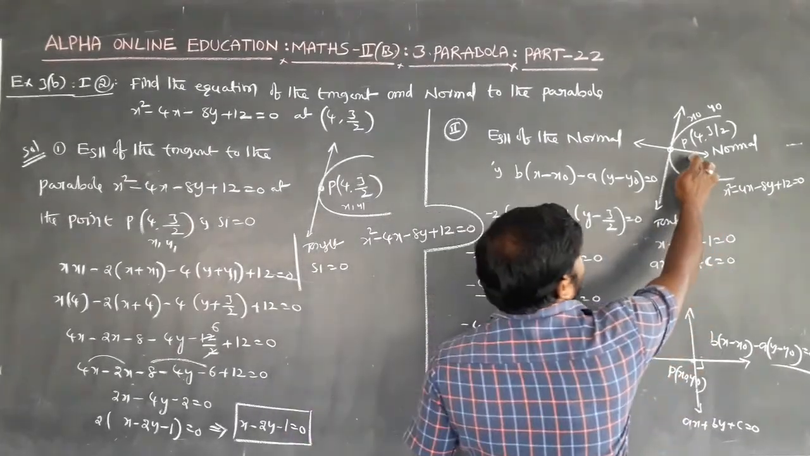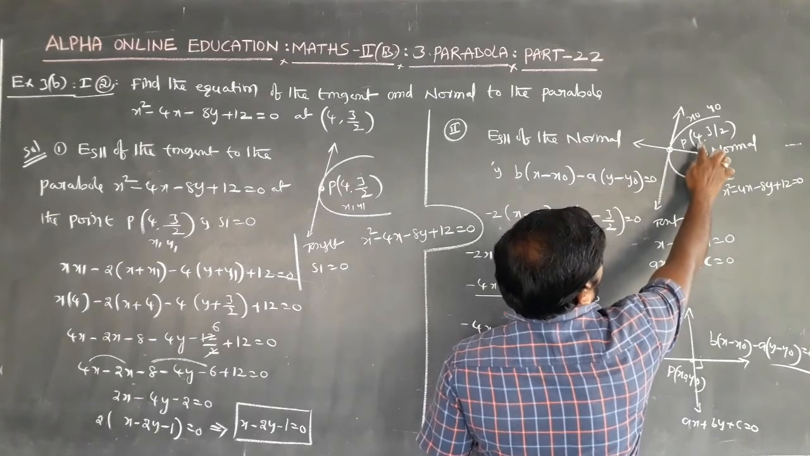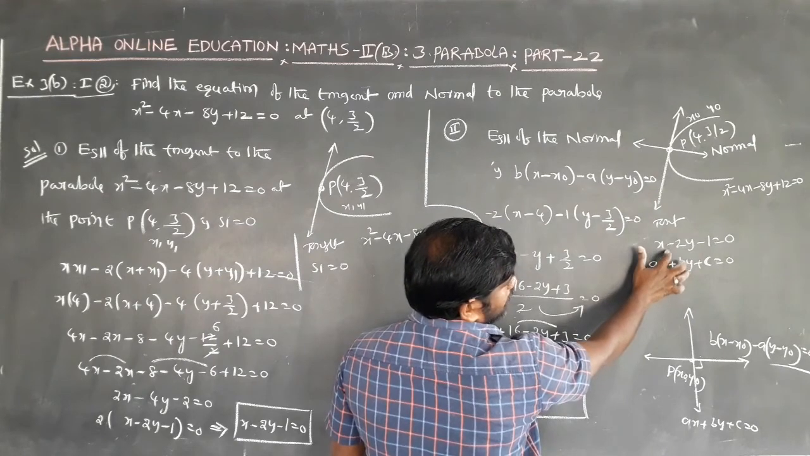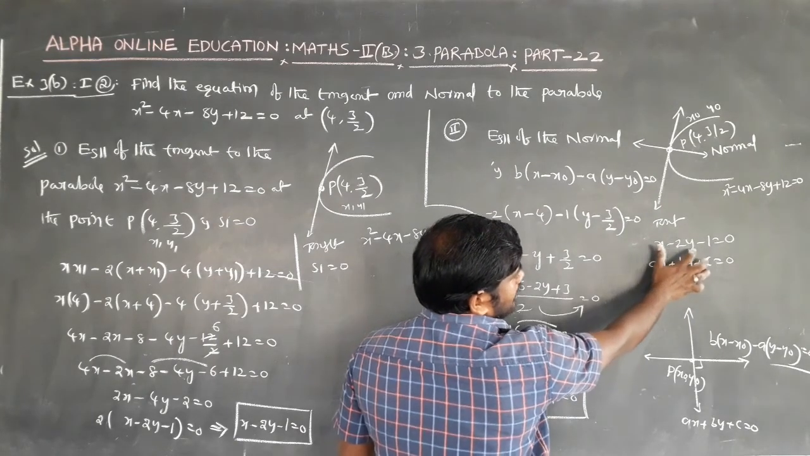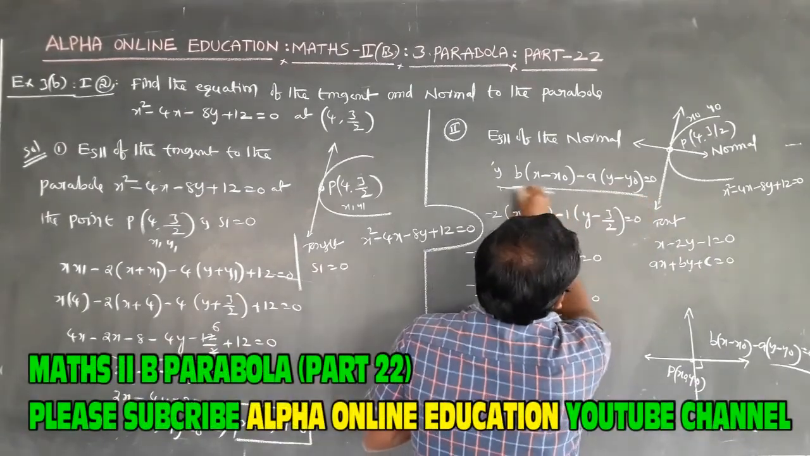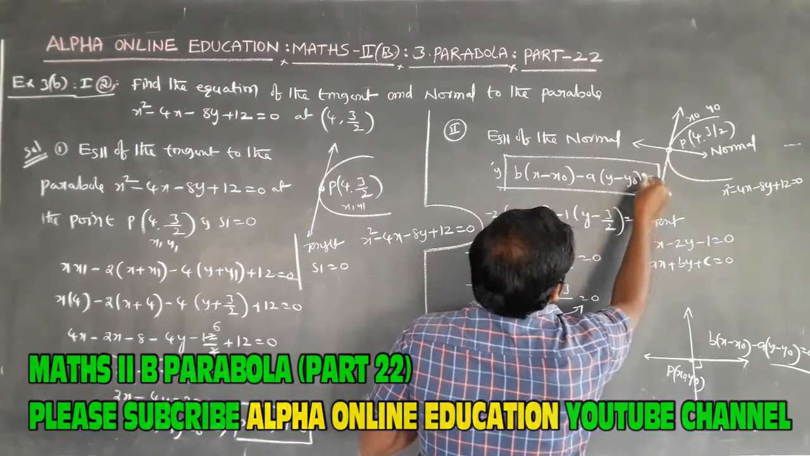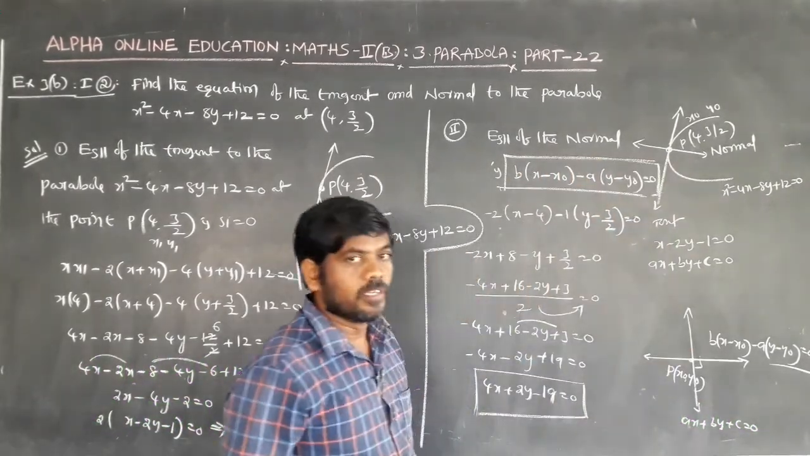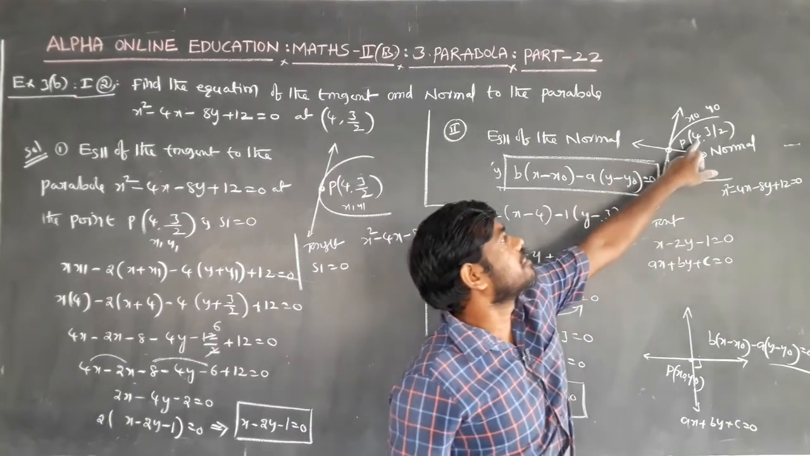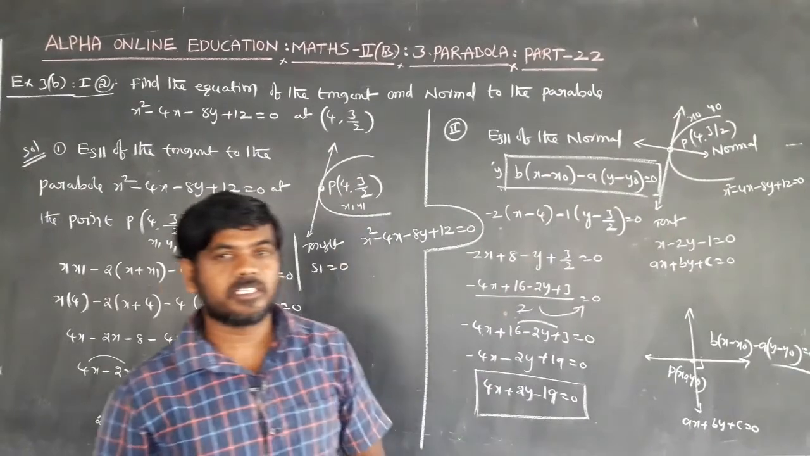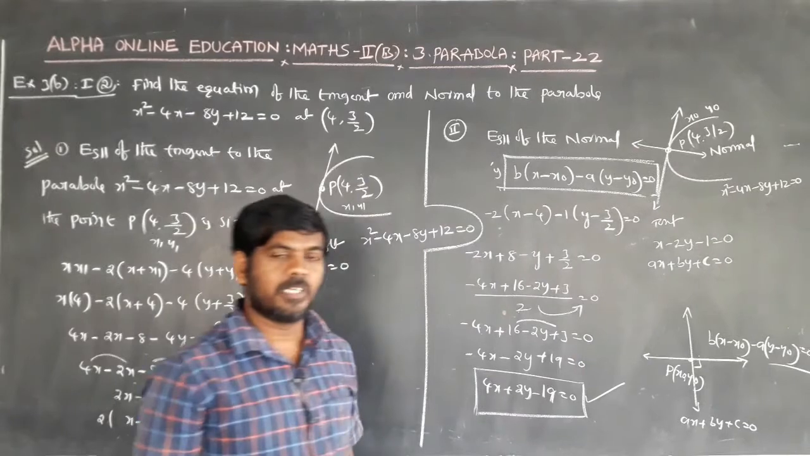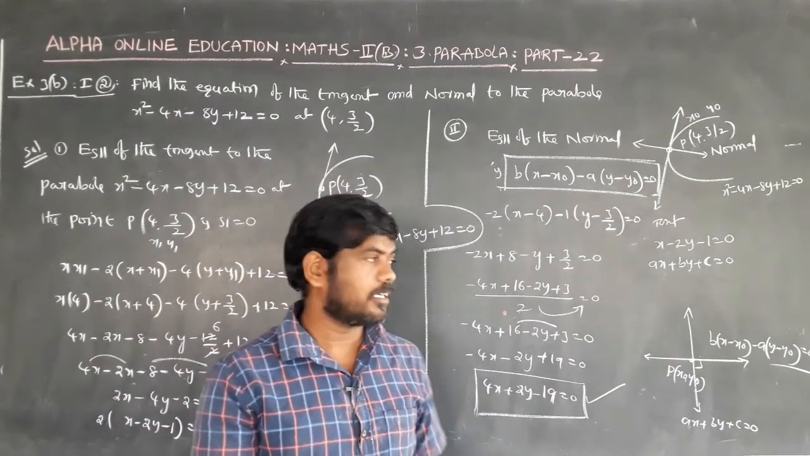So here equation of the normal is passing through the point x naught y naught and perpendicular to tangent x minus 2y minus 1 is equal to 0 is b into x minus x naught minus a into y minus y naught is equal to 0. Here substitute a is equal to 1, b is equal to minus 2, x naught is equal to 4, y naught is equal to 3 by 2. Simplifying, this is the equation of the normal. This is the process.